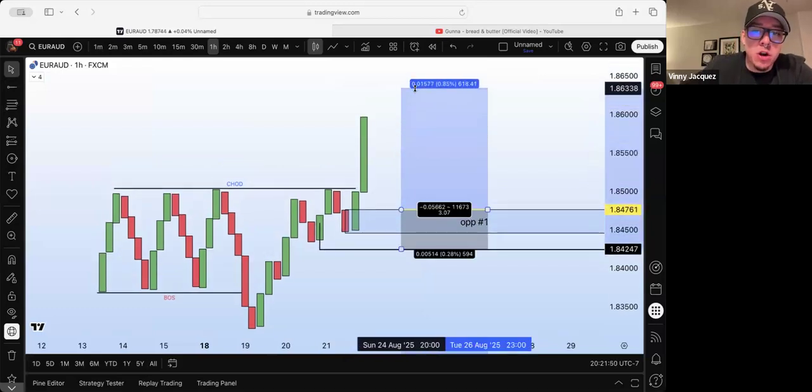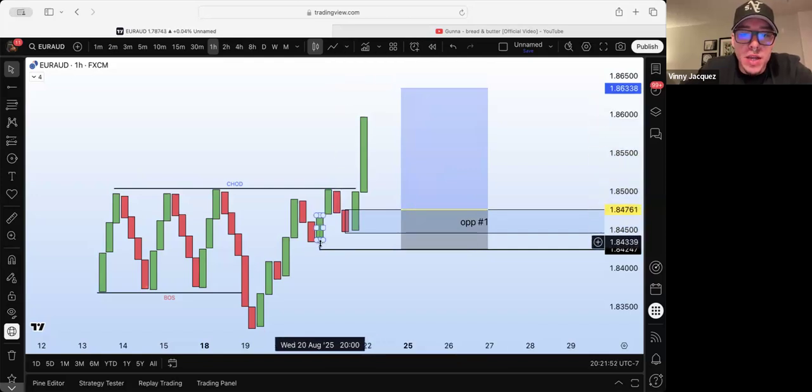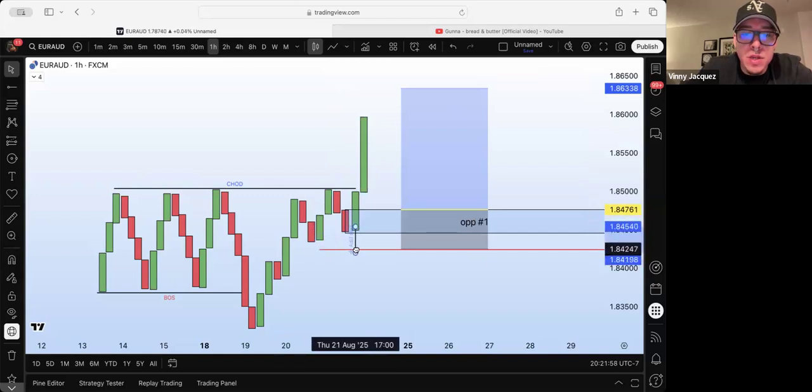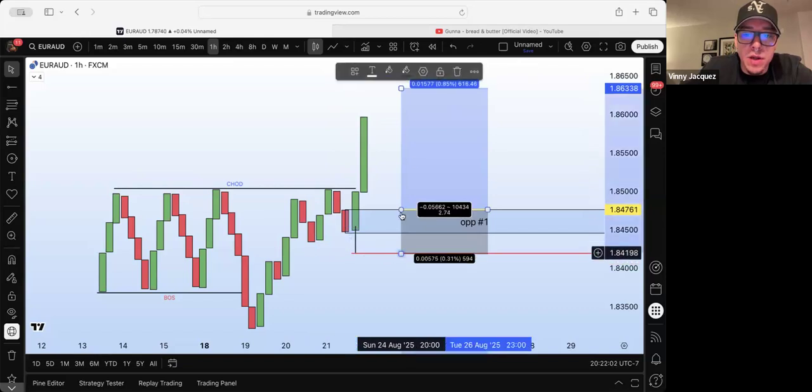And again, we want to use our 1 to 3 risk to reward. But again, if the stop loss, or I'm sorry, if the lowest wick in that area happens to be this one here, we're going to go ahead and use that as my stop loss.